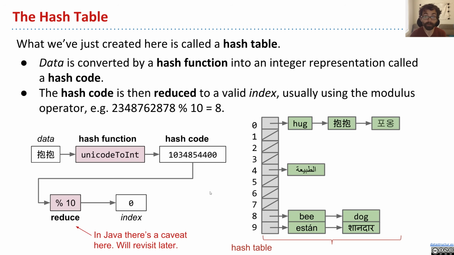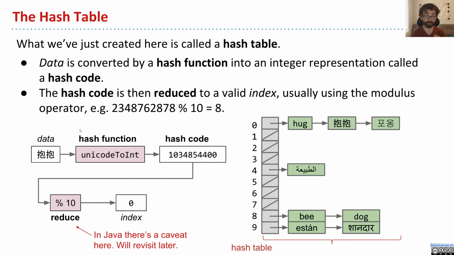So this approach, at its heart, is a hash table. What we've created basically works as follows. We take some data, like this Chinese that I think says something like bao bao. I don't know the tones. And then we do Unicode to int on this, if that's my hash function. In that case, I get back a hash code, which is this long number. It's 1 billion and something.